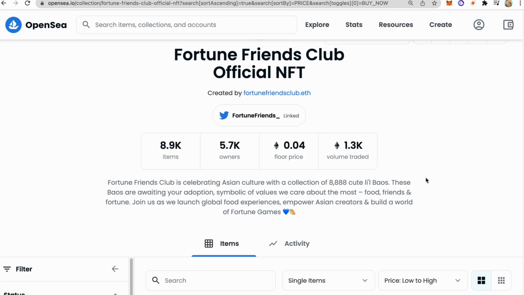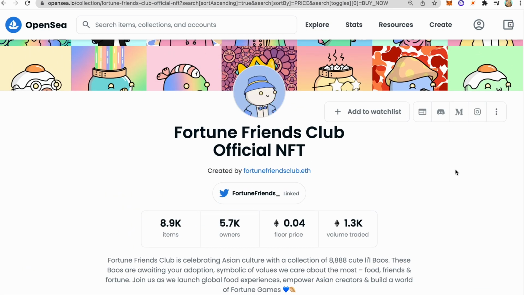So the first reason is that only 784 NFTs are on sale for this collection, which is less than 10% of the overall supply. So if any good news comes from the team, there will be a supply shock and the price will increase dramatically.